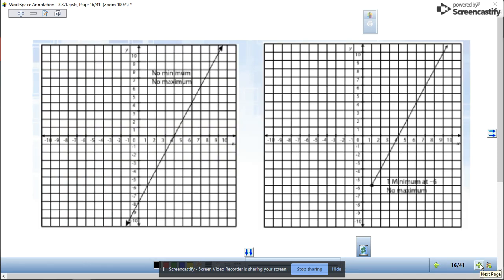All right, picking up where we left off. If you notice, this has no minimum or maximum. Okay, it keeps going forever and ever. So that means it does not have a lowest or highest point.